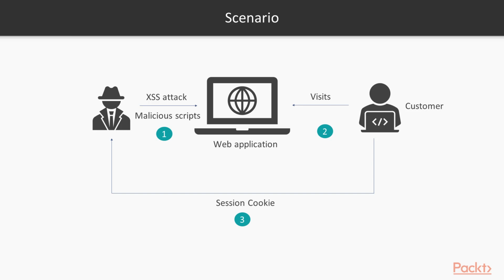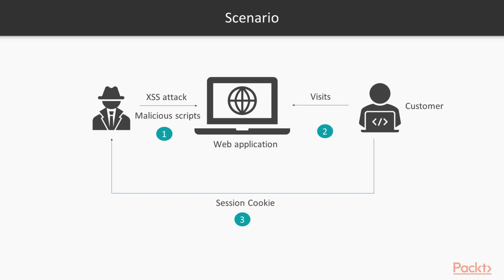Second step, when a customer visits that particular web page or the website, right? So it will execute the script, and with the help of that script, the attacker is able to gather the session cookie of that particular customer. So this is a basic scenario of XSS, that how attacker can gather information about the cookie of that particular customer.